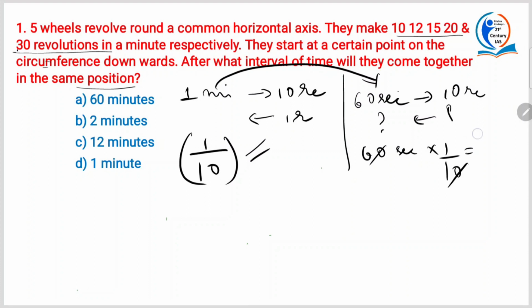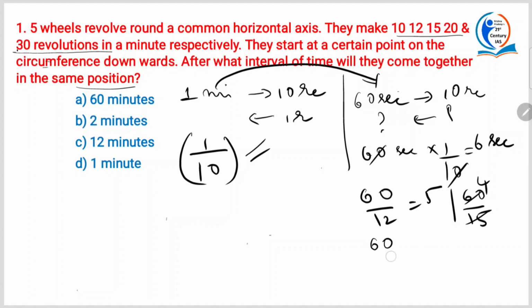That is 6 seconds. Likewise, for wheel number 2, it will be 60/12. That is 5 seconds. Wheel number 3, it will be 60/15. That is 4 seconds. Wheel number 4, it will be 60/20, that is 3 seconds. Wheel number 5, it will be 60/30, that is 2 seconds.